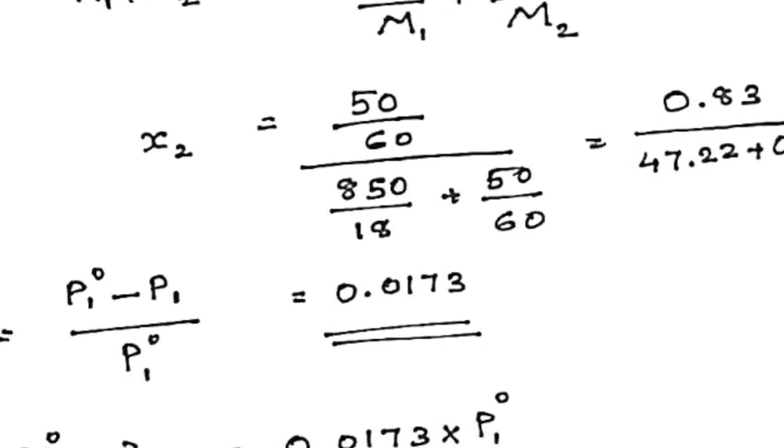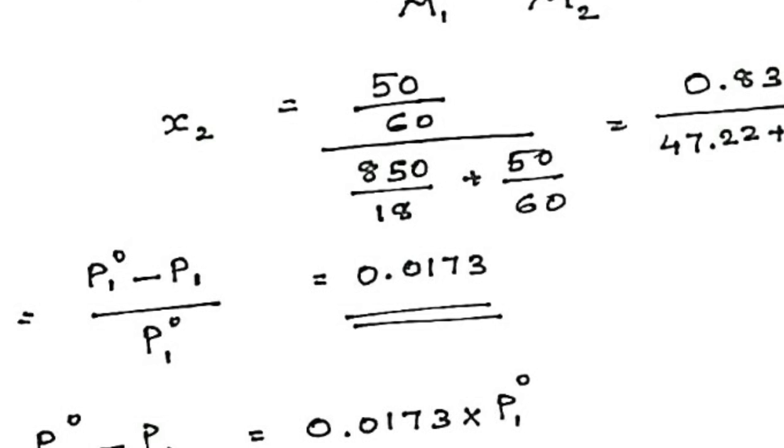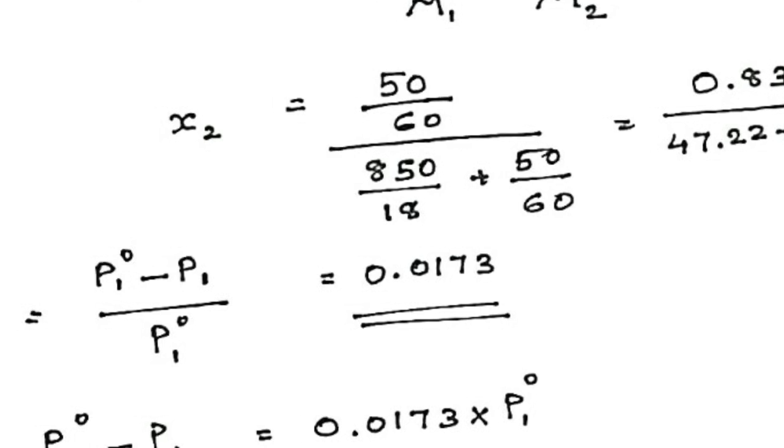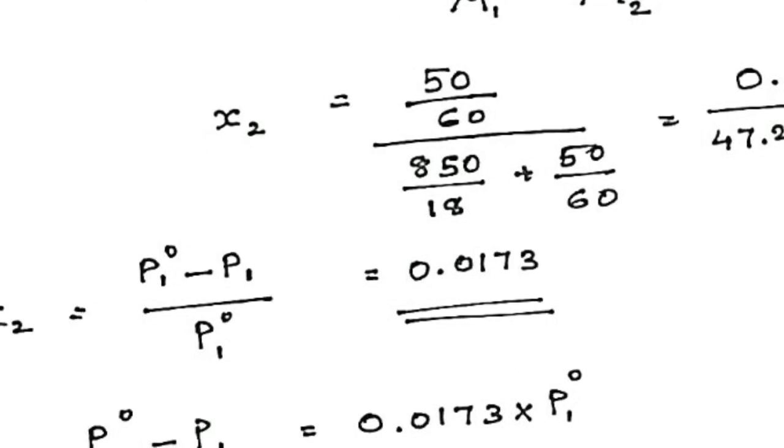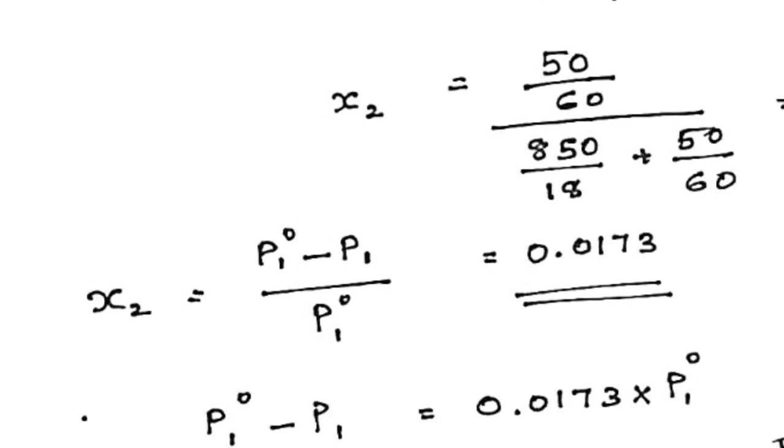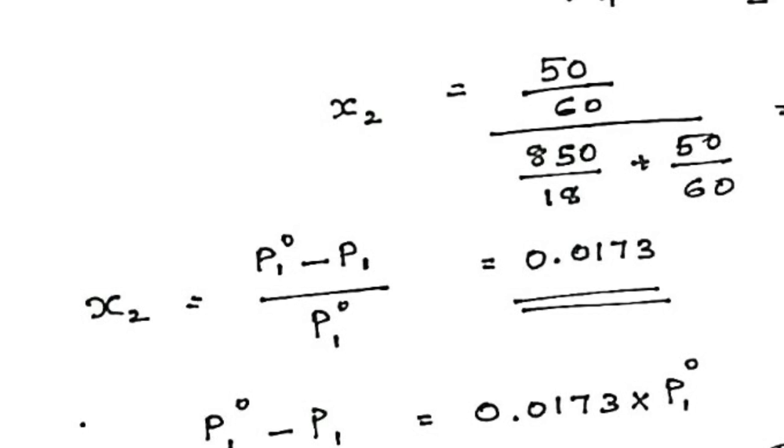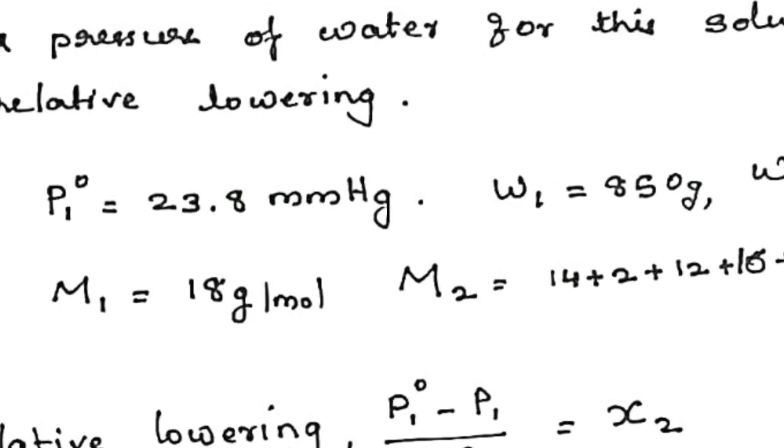which has no unit, because relative lowering, (P1⁰ minus P1) divided by P1⁰, has the same unit in both numerator and denominator, so the units cancel and you are getting no units. Otherwise we can say that it's X2, the mole fraction, and mole fraction has no units.